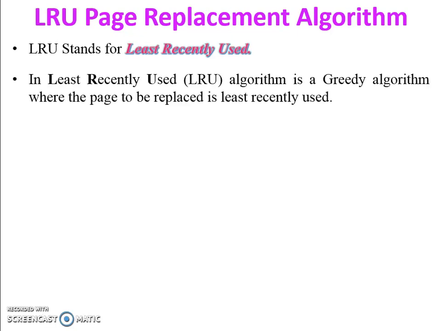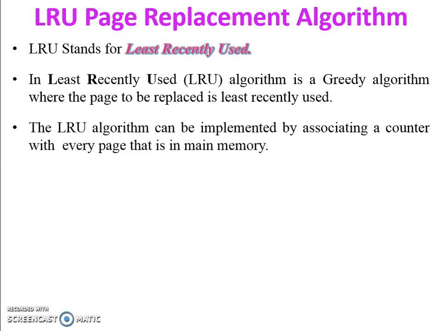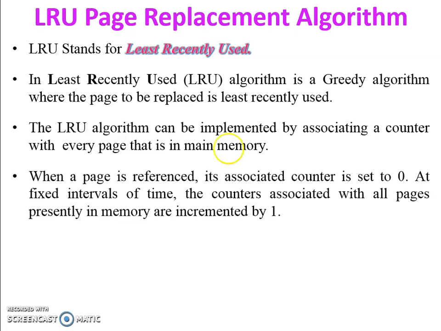Now let's discuss further. The LRU algorithm is a greedy algorithm where the page to be replaced is the least recently used. The LRU algorithm can be implemented by associating a counter with every page that is in main memory. So whenever a page enters main memory, a counter is set to 0. When a page is referenced, its associated counter is set to 0.